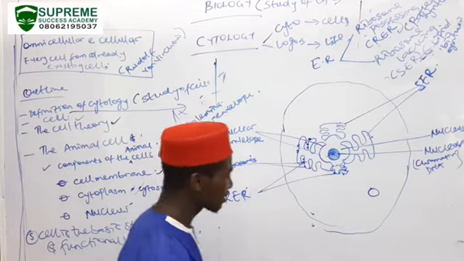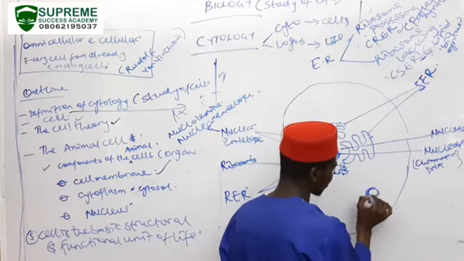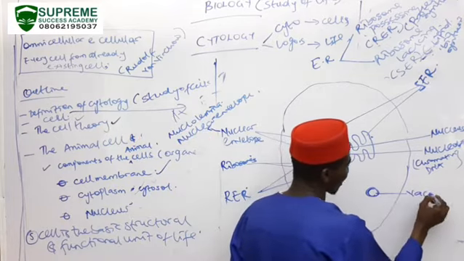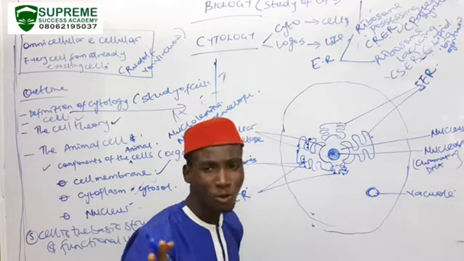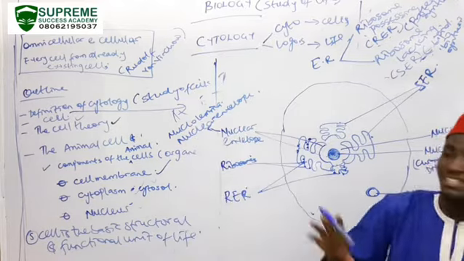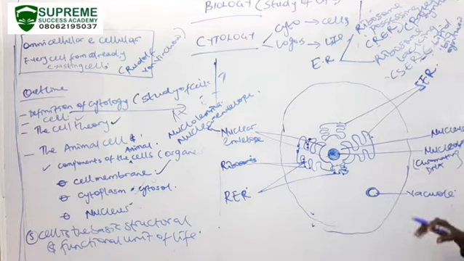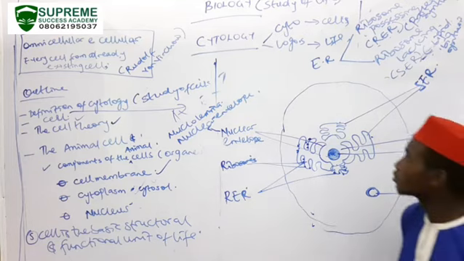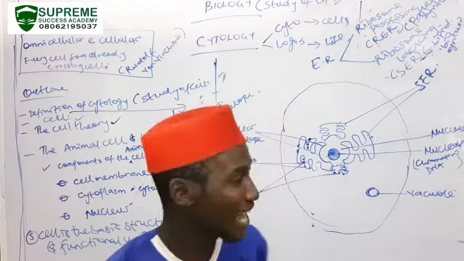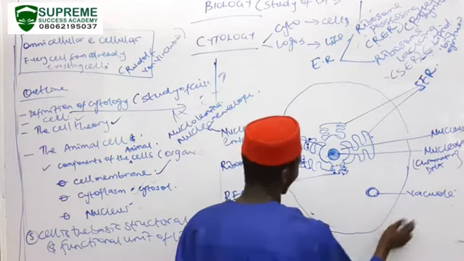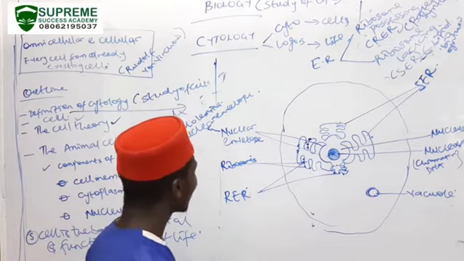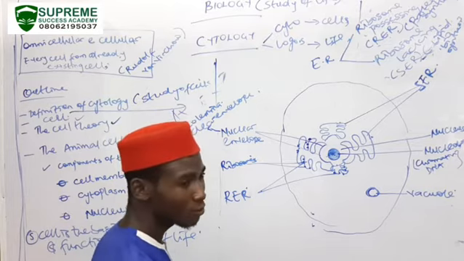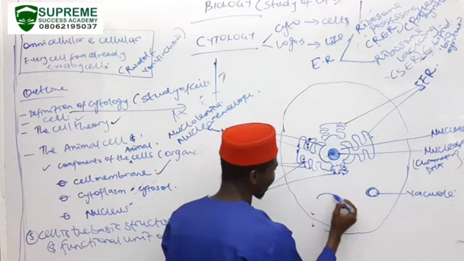Then another structure that is common here is the vacuole. This is the vacuole. We must know that the vacuole in an animal cell is relatively smaller than the vacuoles present in plant cells. Then you could also see structures that look more like the endoplasmic reticulum, but they are not entirely like the endoplasmic reticulum.